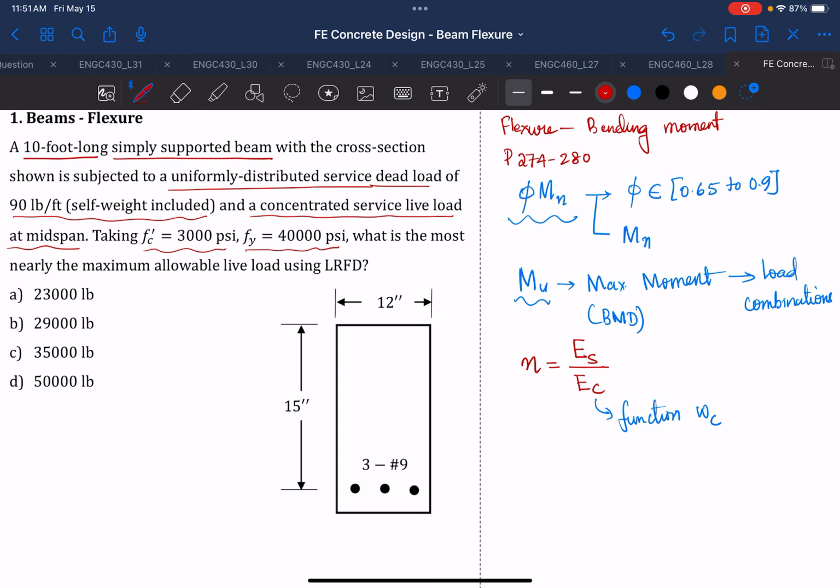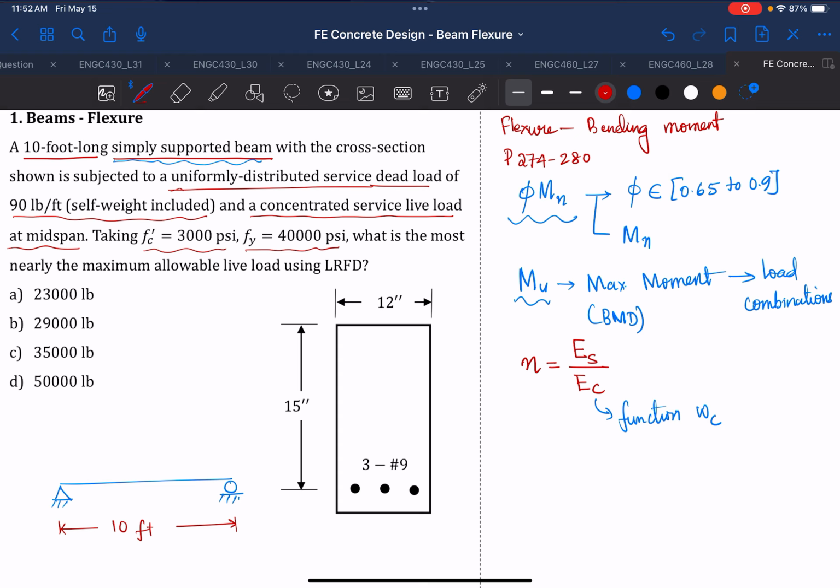Okay, so once you read that, now you can look at what we are designing for and what we are to find. The first thing is a simply supported beam. That's very important information, because how do we know which moment to calculate unless we know what type of beam we are dealing with? So here it is a simply supported beam, and it says that it's 10 feet long, so that is your 10 feet.